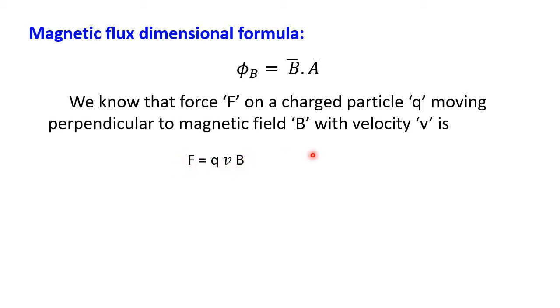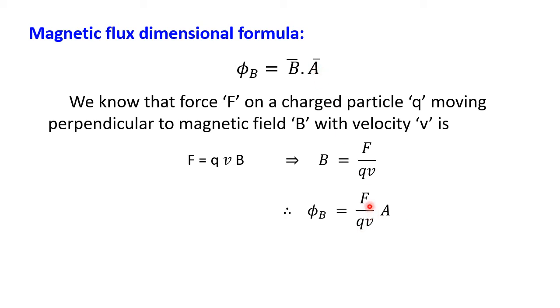So in this, B equals F by QV. Now instead of B, we can substitute F by QV. We want only dimensions, so the dot product does not matter; we want only the quantities' magnitudes. So instead of B, F by QV into area A.